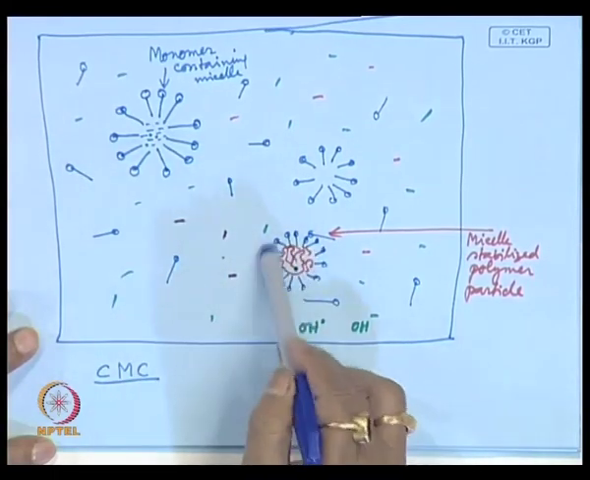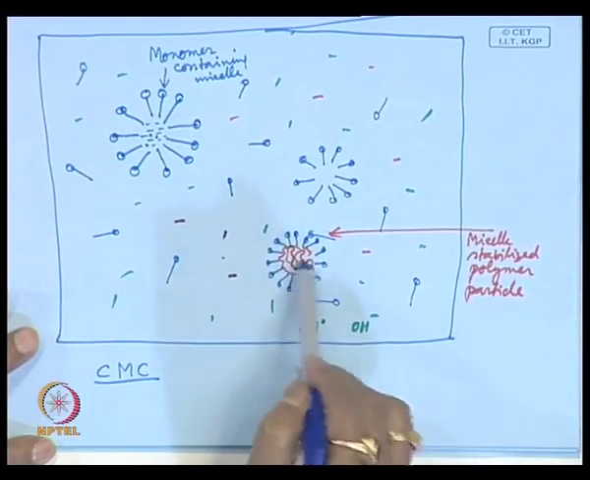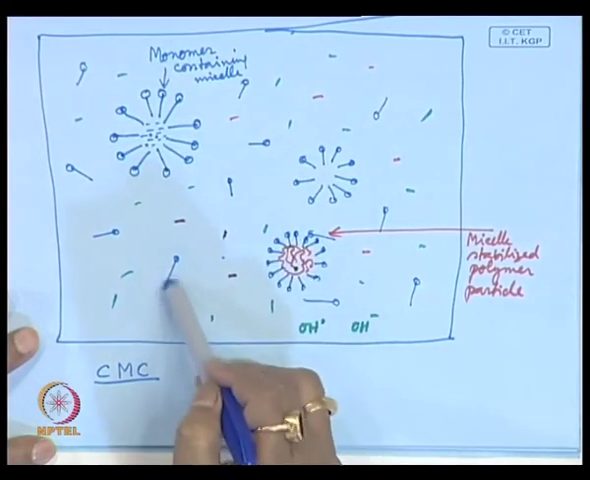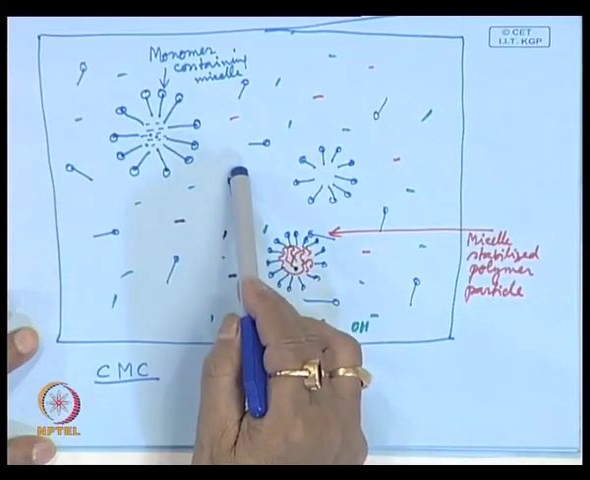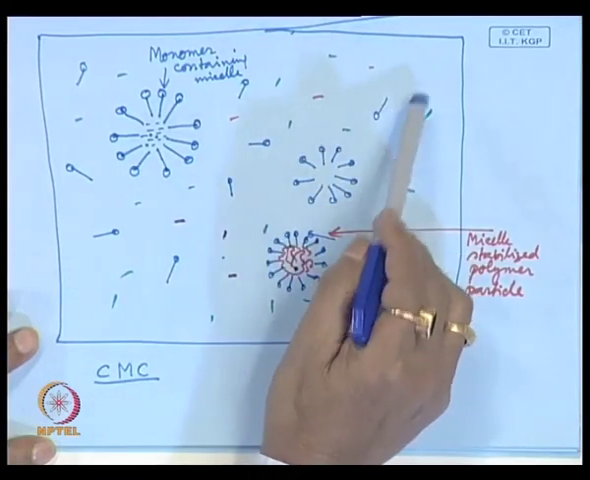Here I have shown only one polymer particle formation. Another particle formation can go simultaneously, and another particle can form simultaneously. So, within the system a large number of polymer particles can start forming simultaneously.